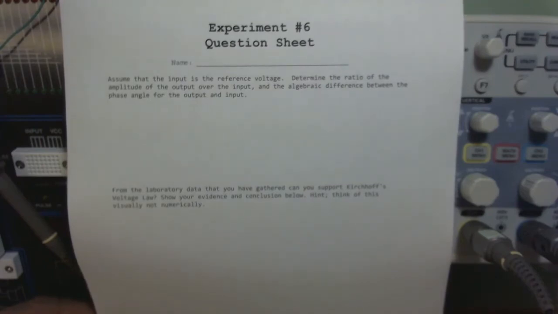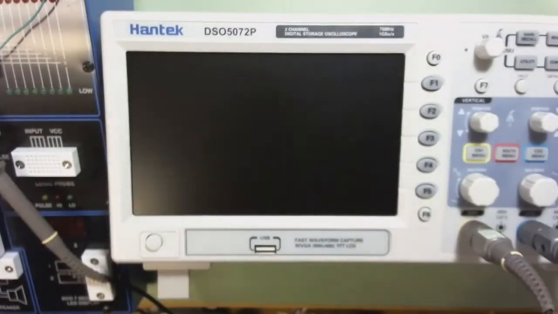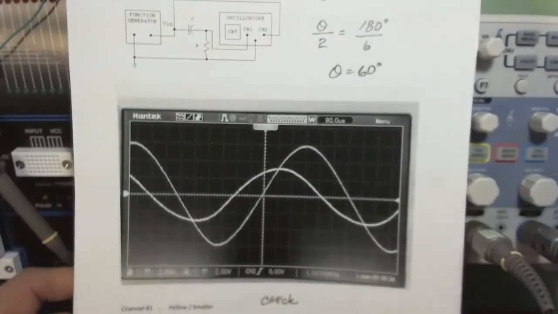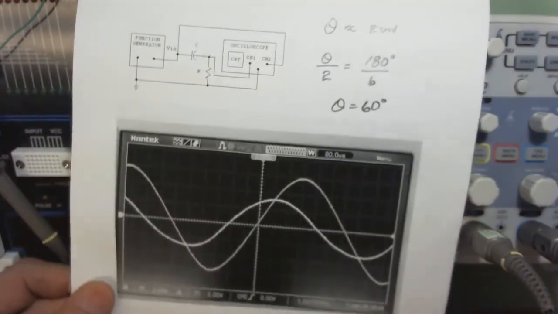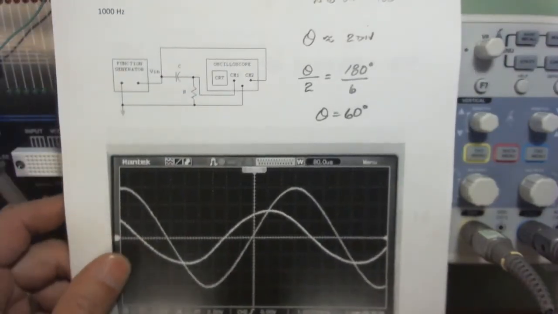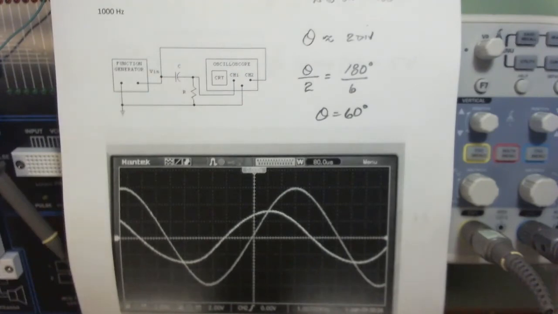Okay, let's look at doing that. So I've got the data here. I just printed it out. It's not in color, but I think we'll be okay. And see what we've got here. Maybe I'll grab a notepad.